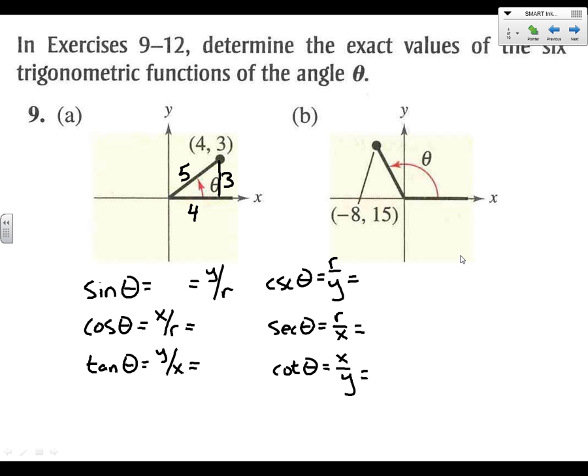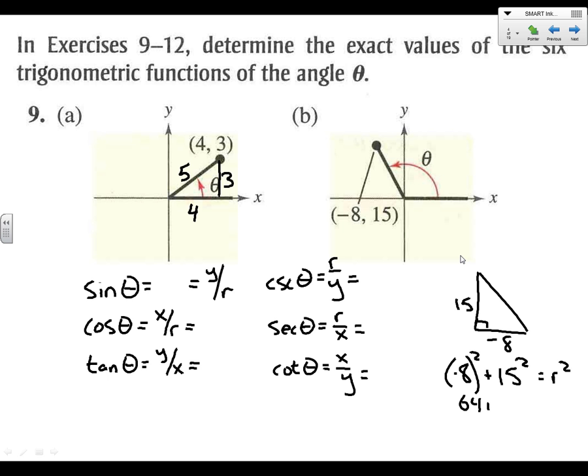Let's go ahead and do B. All right, we've got our triangle here. And let me redraw it over here, actually, just so I have space to write out the numbers. Our x value is -8. Our y is 15. And so Pythagorean theorem, -8 squared plus 15 squared equals r squared.